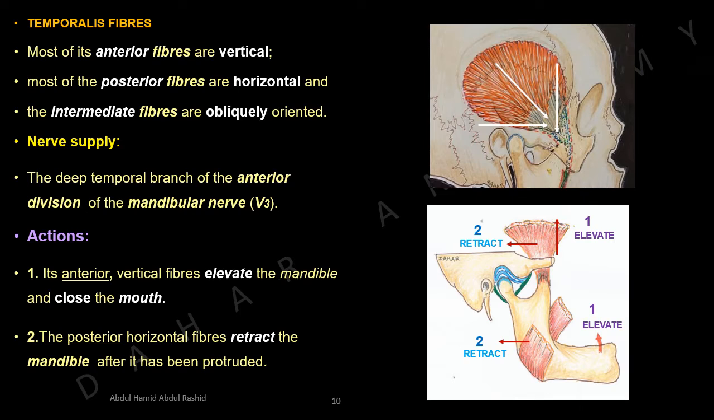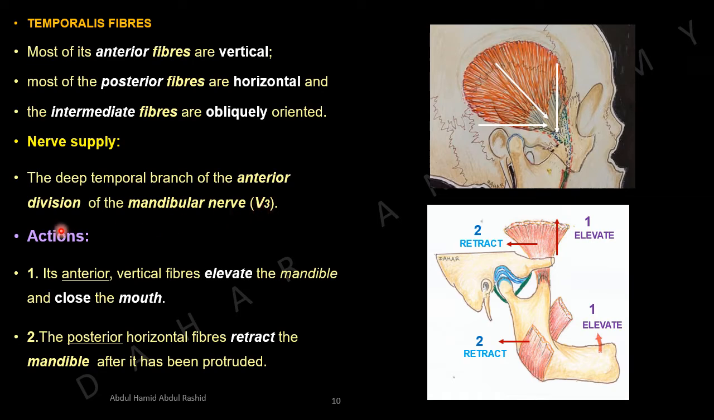Temporalis fibers. Look at the upper picture first. Most of its anterior fibers are vertical. Most of the posterior fibers are horizontal, and the intermediate fibers are obliquely oriented. Nerve supply of the temporalis muscle: the deep temporal branch of the anterior division of the mandibular nerve, that is V3 of the trigeminal nerve.